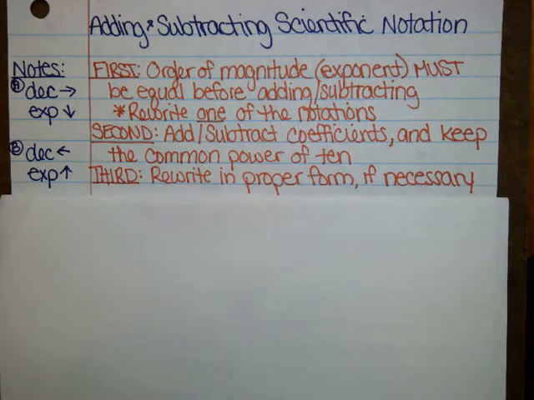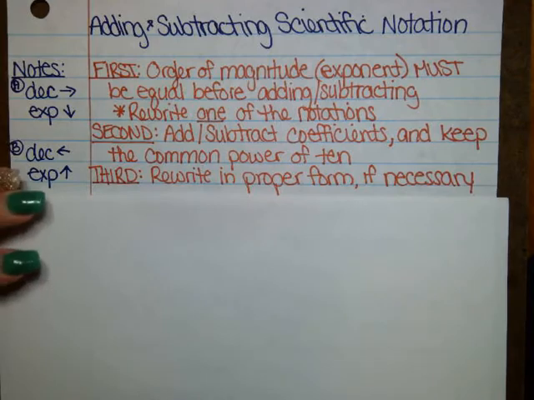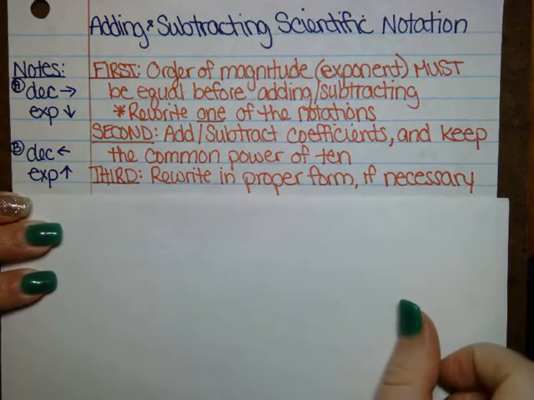First, order of magnitude, or the exponent, must be equal before adding or subtracting them. So that means that both pieces that you're adding or subtracting need to have the same exponent before you do anything else. So you're going to have to rewrite one of those notations.